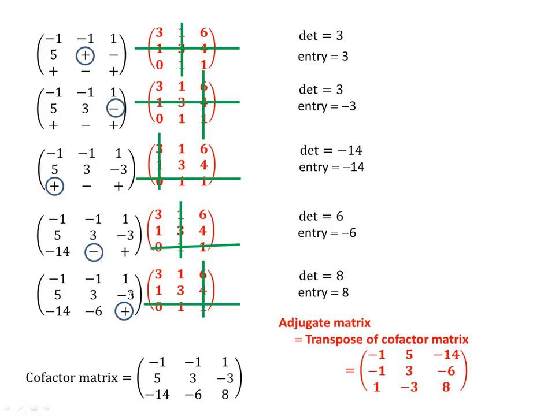The adjoint matrix is simply the transpose of the cofactor matrix. So the first row of the cofactor matrix becomes the first column of the adjugate matrix. The second row of the cofactor matrix becomes the second column of the adjugate matrix, and the third row of the cofactor matrix becomes the third column of the adjoint matrix.